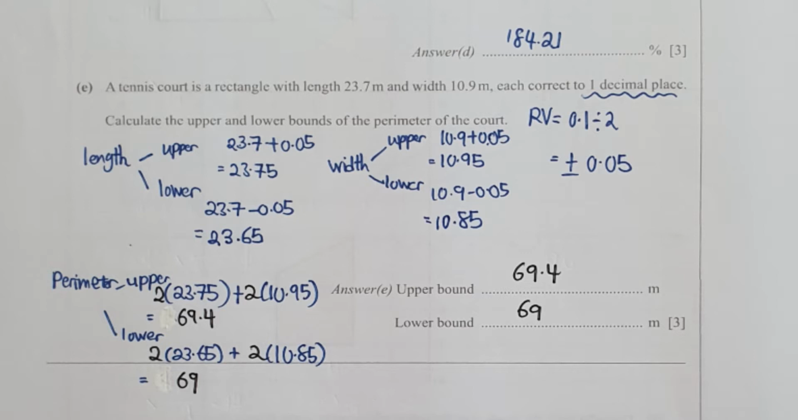So repeat the same thing for the width part, then you calculate the perimeter. The key thing to take note of is, since they mentioned the shape is rectangular, there will be 2 lengths and 2 widths. So after you run the calculation, your perimeter upper bound should be 69.4, whereby for the lower bound it's 69.